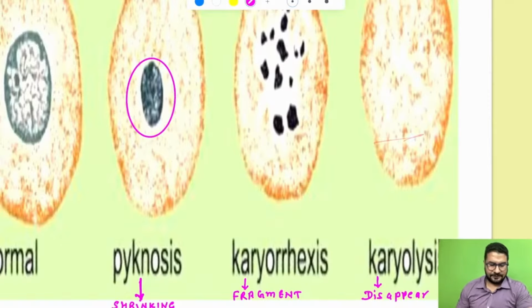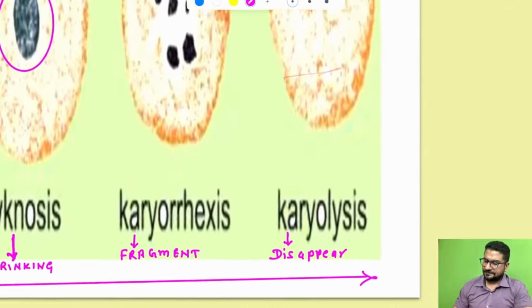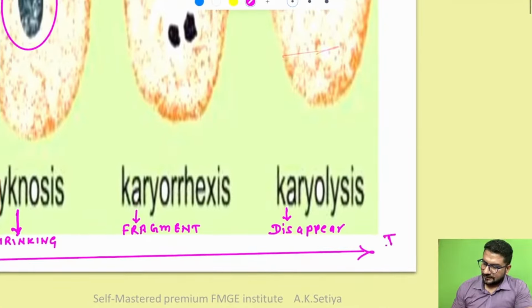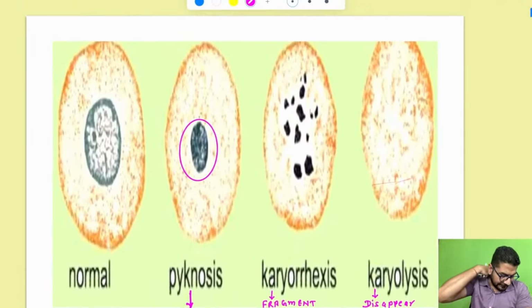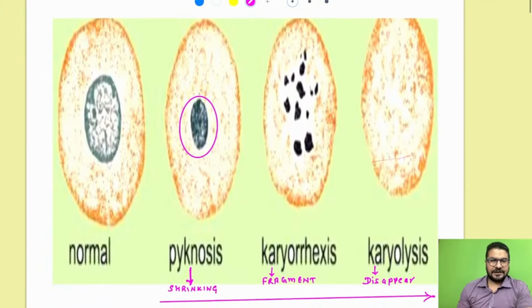These are the changes. These are the changes where we see this in IRCI. IRCI means irreversible cell injury. These are the changes you will see in irreversible cell injury. Done? Irreversible cell injury.